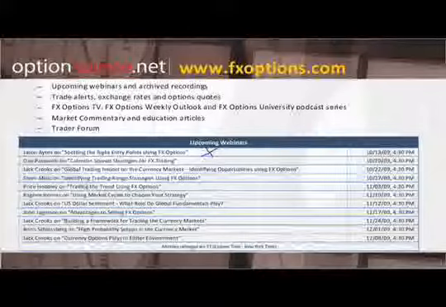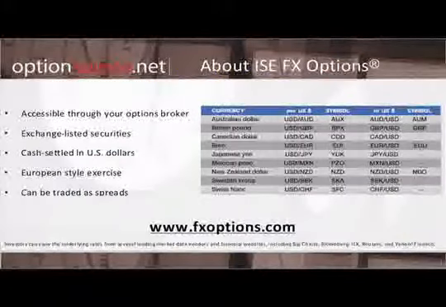There's a wealth of information there to take advantage of, plus a traders forum for you to share your thoughts and ideas. And of course, again, recognize that these pair values are accessible through your options broker. They're exchange-listed securities, cash-settled in U.S. dollars, European-style exercise, and of course, as I mentioned, can be traded as spreads.